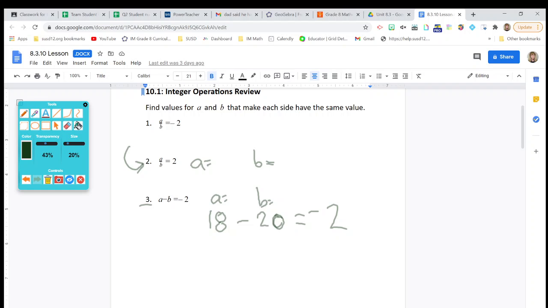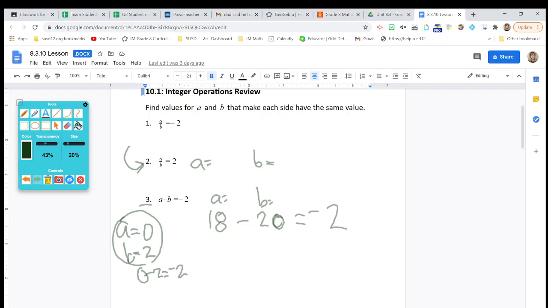I got it. It doesn't even have to be that hard, though. It could be A equals 0, B equals 2. And then 0 minus 2 equals negative 2. That's another possibility right there.